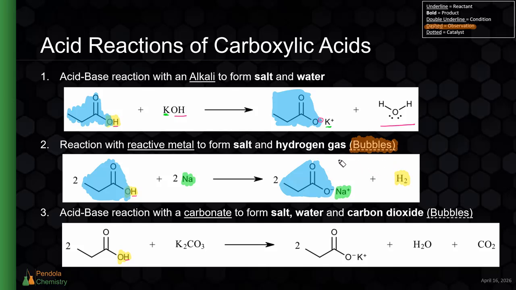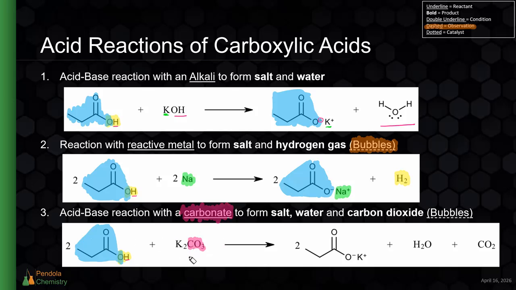And then the last reaction, again an acid reaction, is the reaction of that carboxylic acid with a base, but this base is slightly different. It's not an alkali, not a water-soluble base. It's going to be a carbonate, to form some different compounds. Remember the carbonate ion is CO3 2 minus, and that's how you pair up with some metal.